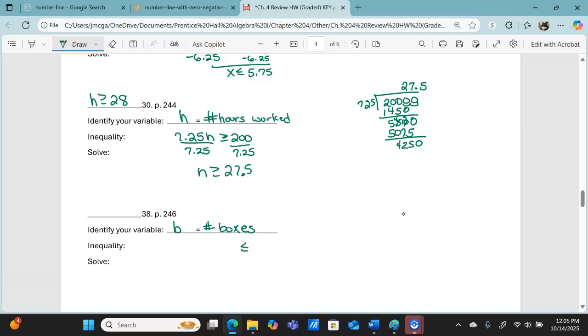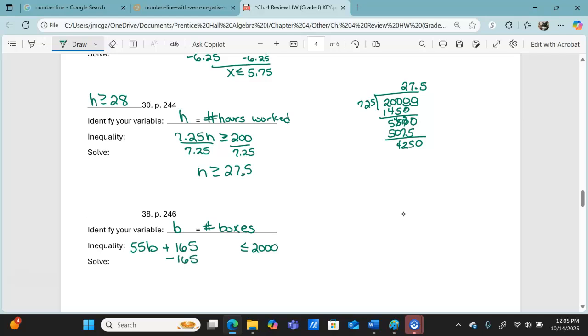So we know the elevator can only hold 2,000 pounds. So whatever the weight adds up to, it has to be less than 2,000 pounds. But it's not just boxes plus his weight, because each box is 55 pounds. So I'm going to put 55 pounds in front of that, because 55 times the number of boxes will give me the weight of those boxes.